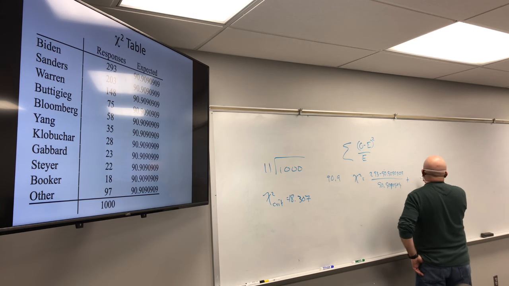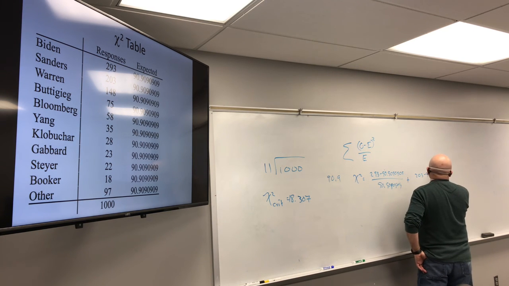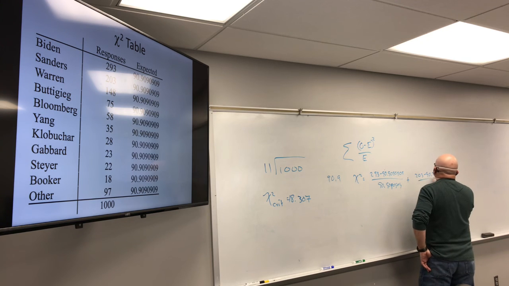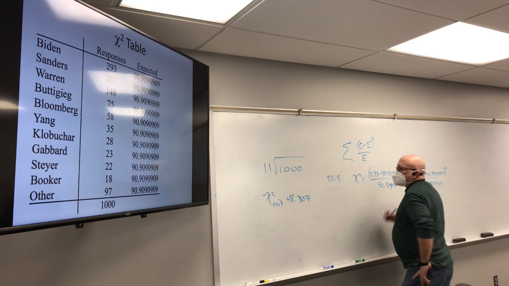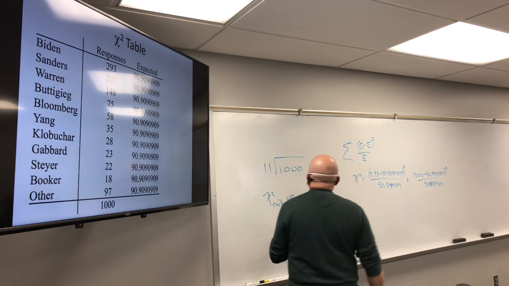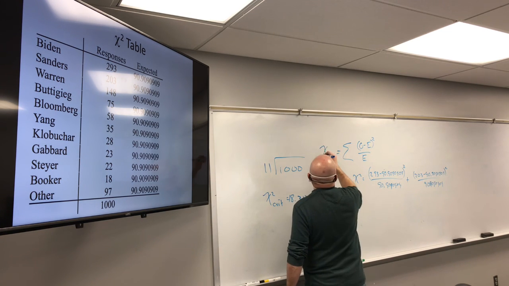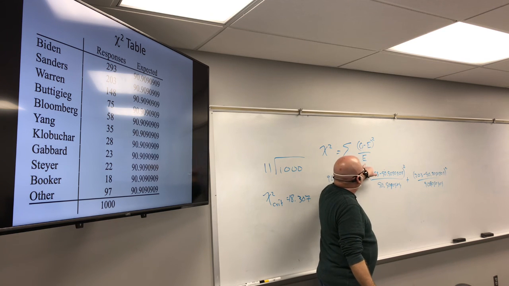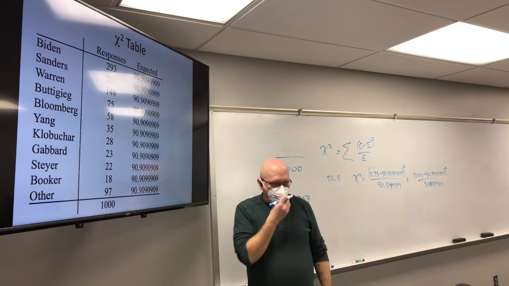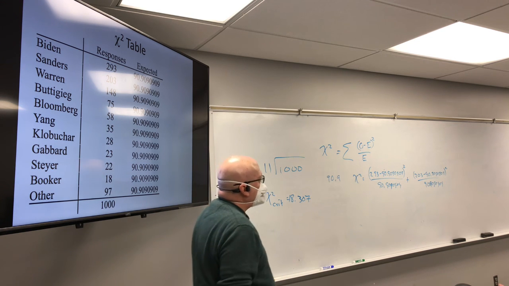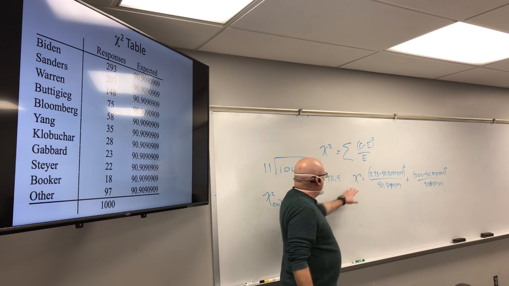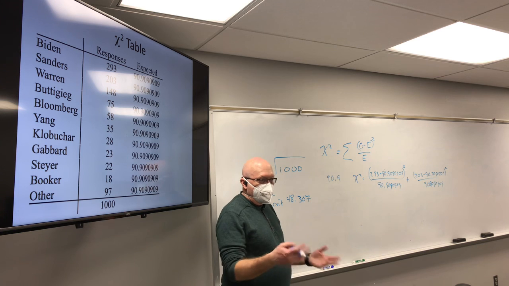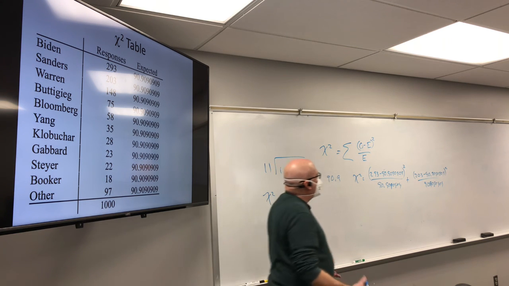Then you would add for Sanders, 203 minus 90.90909 divided by 90.90909. But of course, these differences in the numerator get squared. So always remember this equation. You square them, then divide them, then add them all up. And if what you find is bigger than this number, it means that there are differences. They're not homogeneous. And that should be obvious to you.